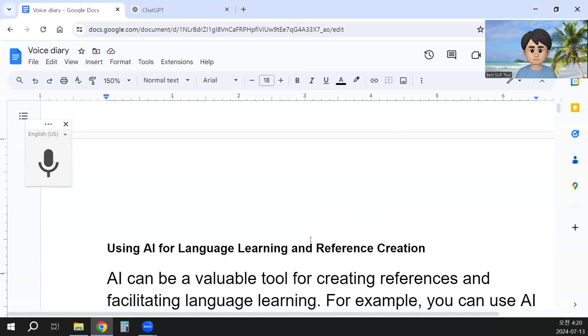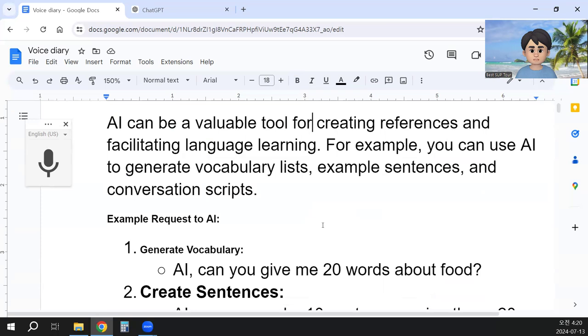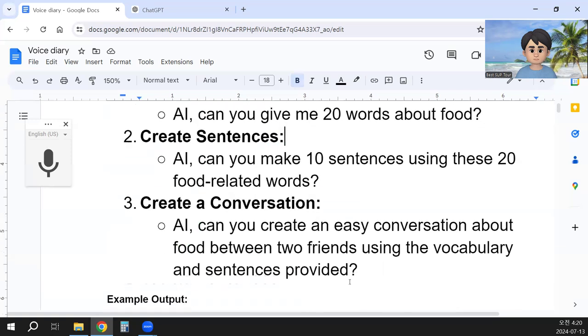Using AI for language learning and reference creation. AI can be a valuable tool for creating references and facilitating language learning. For example, you can use AI to generate vocabulary, example sentences, and conversation scripts. Example request to AI, generate vocabulary: AI, can you give me 20 words about food? AI, can you make 10 sentences using these 20 food related words?